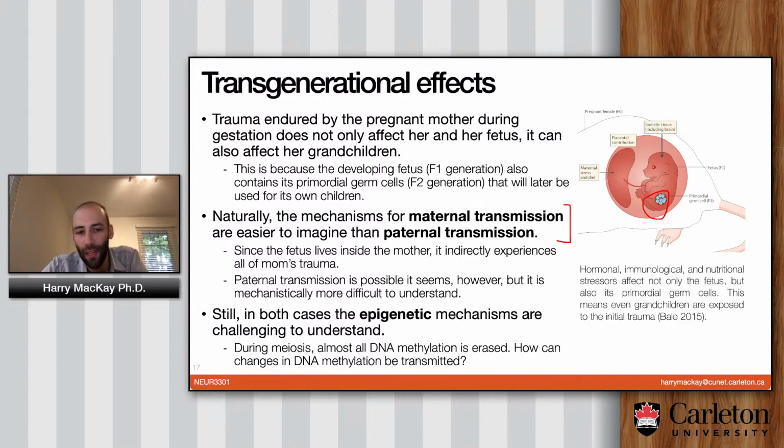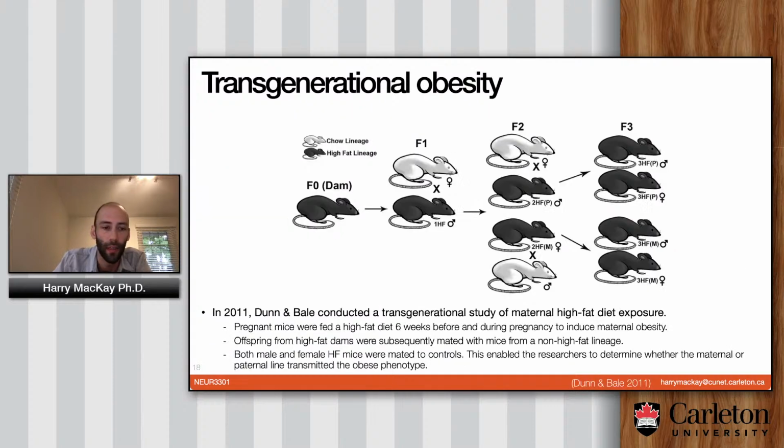Now, even in both cases, the epigenetics are a little bit confusing, because as I mentioned in the lecture on epigenetics, DNA methylation is erased during meiosis, so almost all of the methylation that you could plausibly have in there is erased. So how could it be transmitted into the germ cells? This has been looked at a fair bit, and I think the issue is still fairly controversial, but I'll give you one example of a study that was done about a decade ago now.